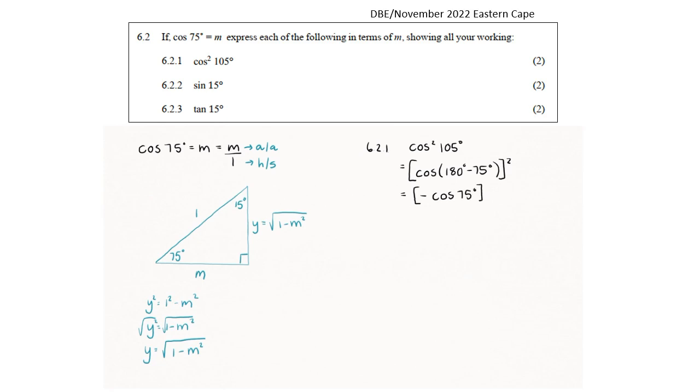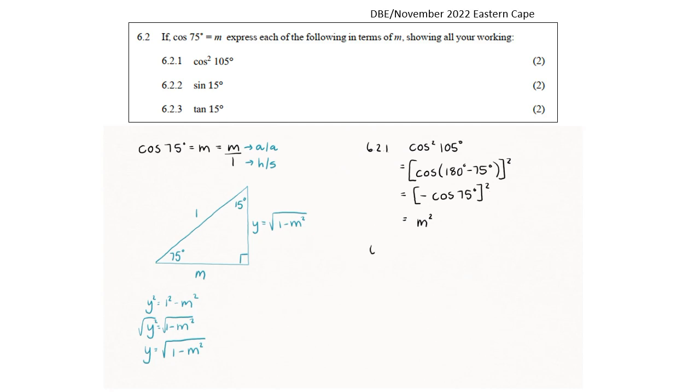So we can rewrite this then as negative cos 75 degrees, squared. And it was given to us that cos of 75 degrees is equal to m, and negative m squared is equal to positive m squared. This question counted 2 marks. You get 1 mark for negative cos 75 degrees and 1 mark for m squared.